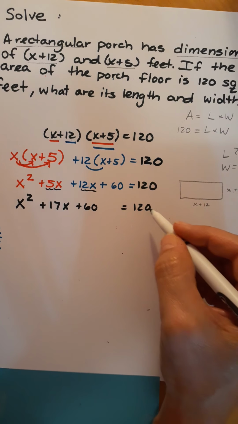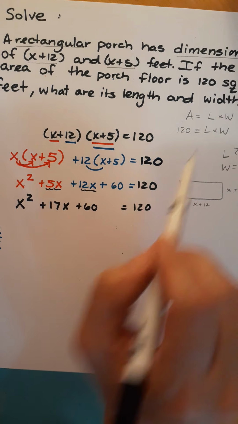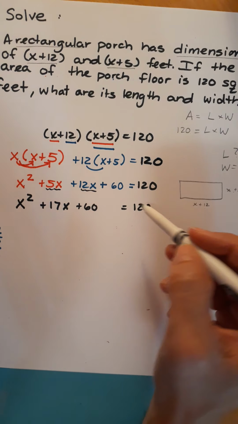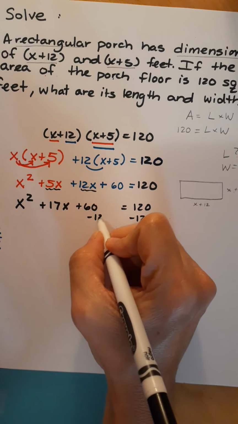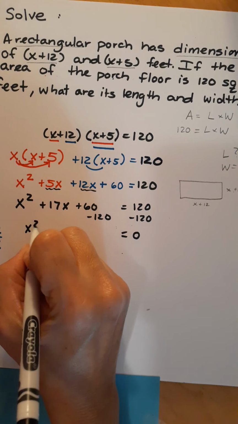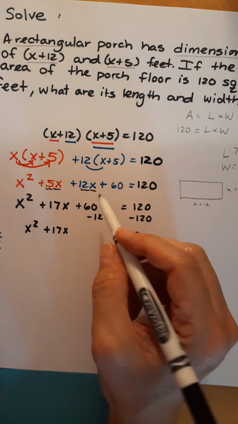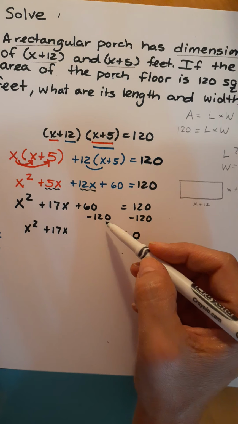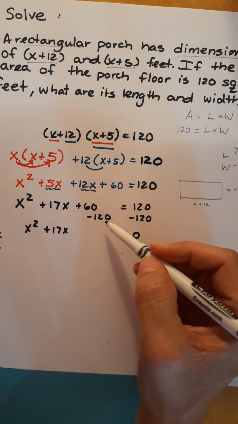Now our goal is to get this to 0 so we can factor out and find out what times what gives me the area. All right, so in order to do that, the only thing that we can do is move this over using the subtraction property of equality, right? That would give us 0, and we get x squared plus 17x. Now, I like to say this, I think it's easy for my students to understand this. If I have $60 and I owe someone $120, I give them all the money I've got. Guess what? I still owe them $60.